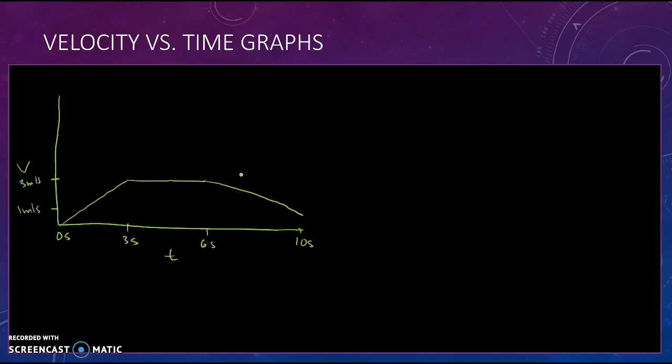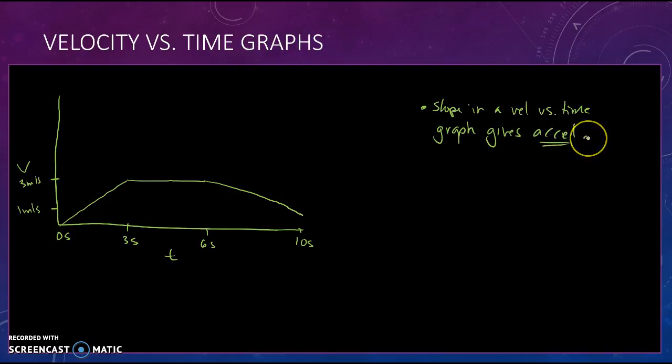So how has this changed? How does the fact that I've changed my vertical axis to velocity change how I'm interpreting this graph? It's actually kind of significant. In this case, the slope that I'm measuring, I'm going to write over here, the slope in a velocity versus time graph gives acceleration. All these slopes we're looking at now, instead of giving us velocity like in the position time graph, are going to give us accelerations.